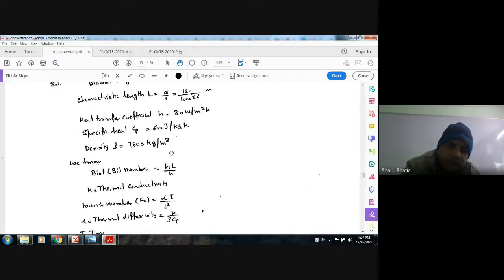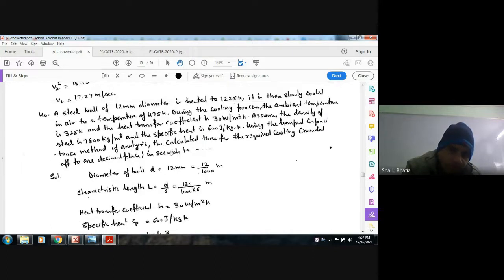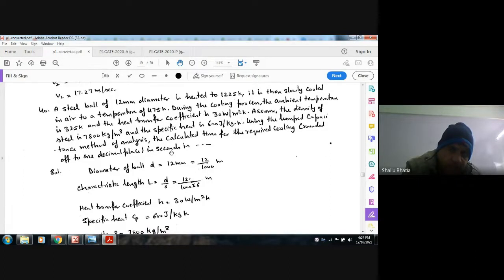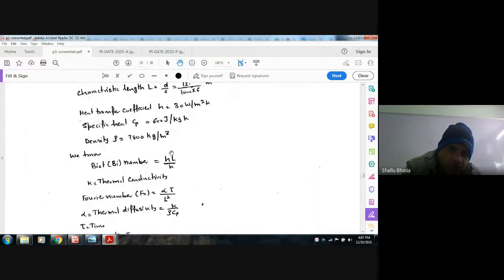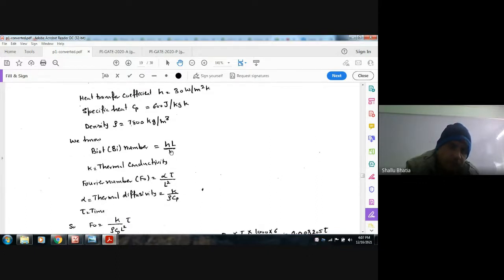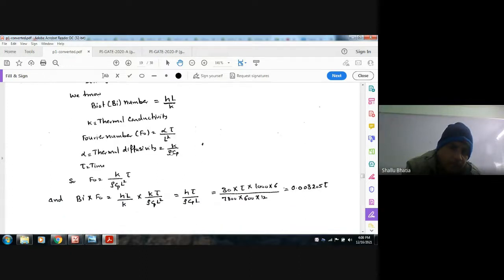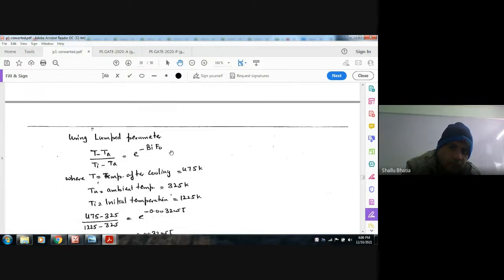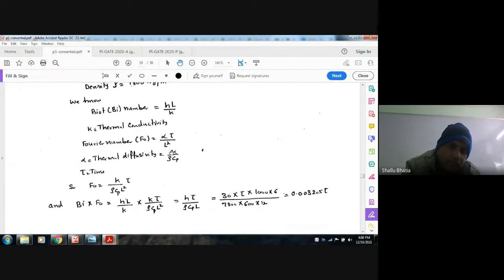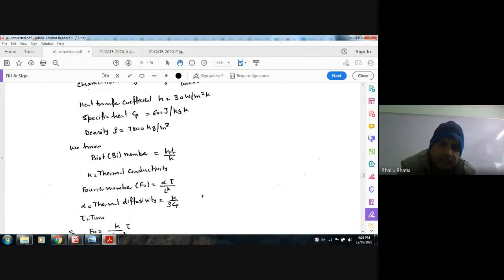And k is not given. The thermal conductivity of the ball is not given, so we cannot check the Biot number. But the Biot number should be less than 0.1, because it has been stated that we have to use the lumped parameter method, so it will be less than 1.